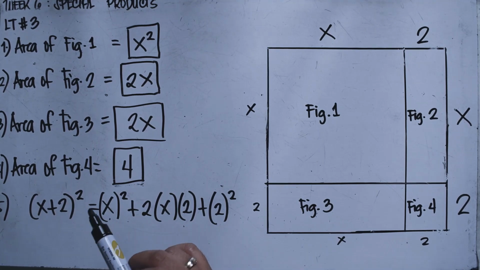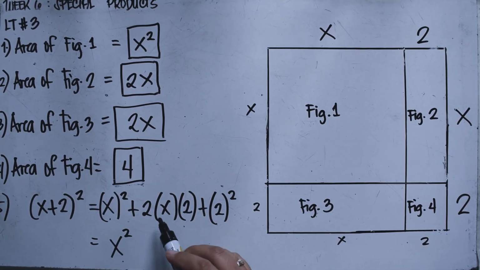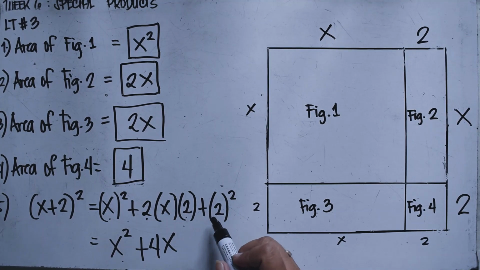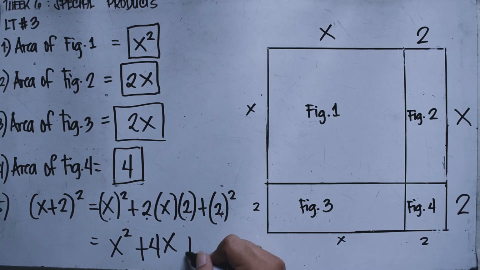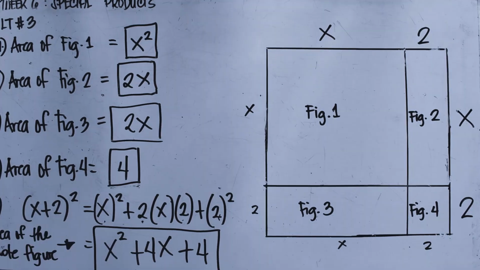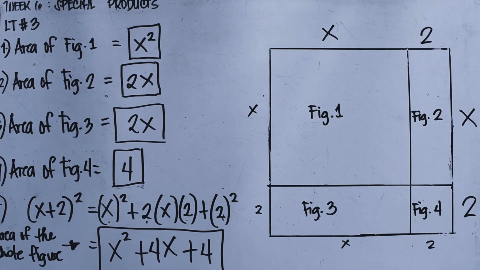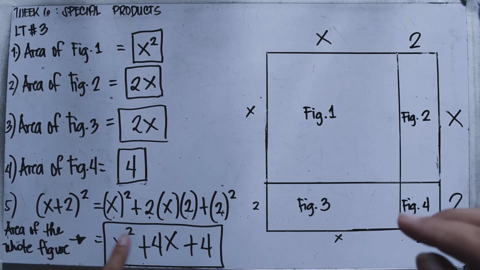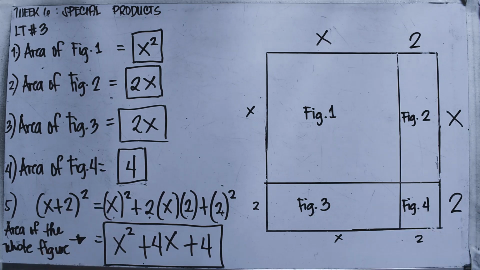So, we have x times x, we have x squared, positive 2 times 2 is positive 4, times x is just x, so positive 4x, and then the last term will be 2 times 2, we have positive 4. So, ibig sabihin, ito na po agad yung final answer natin doon sa number 5. So, ano nga ulit yung hinahanap sa number 5? Hinahanap natin sa number 5, the area of the whole figure. So, ito po siya. Siyempre, applying the square of a binomial na natutunan natin before. So therefore, natapos na natin yung week 6 ng special products ng grade 7.